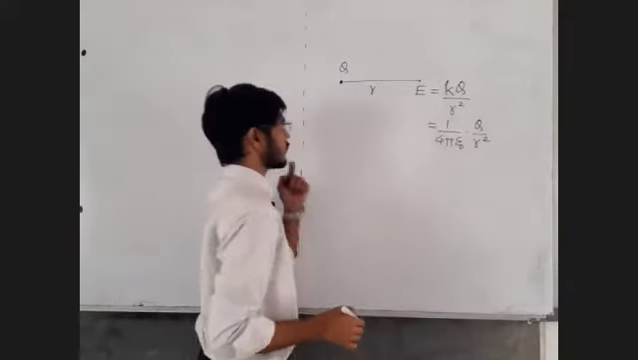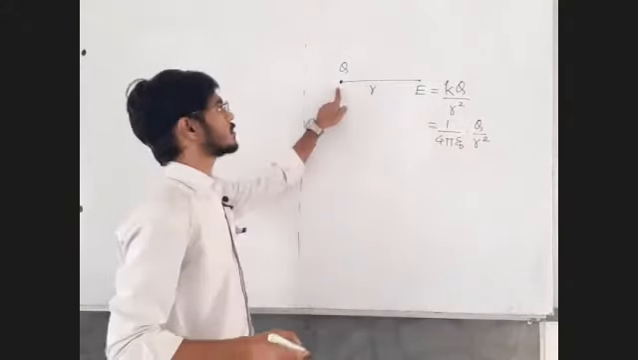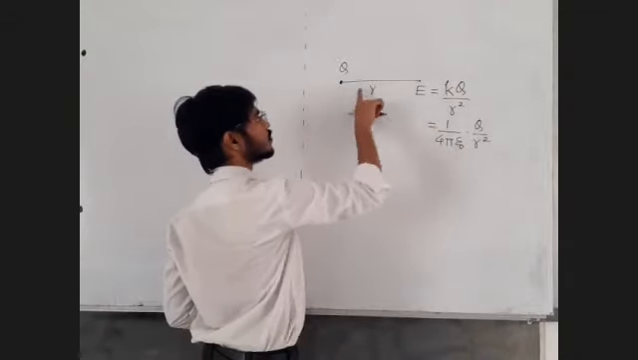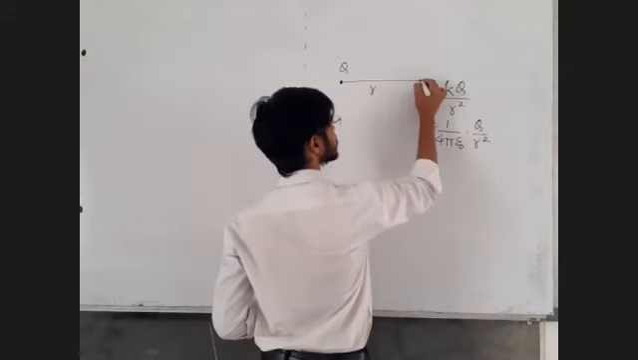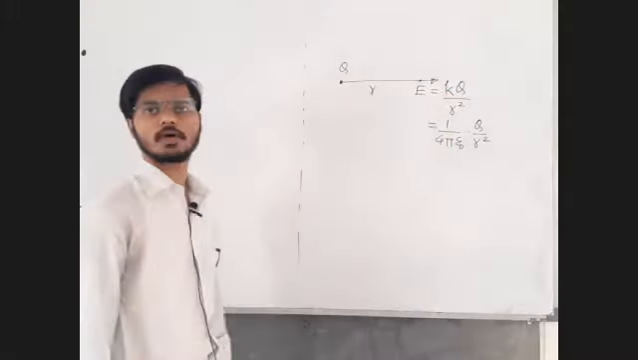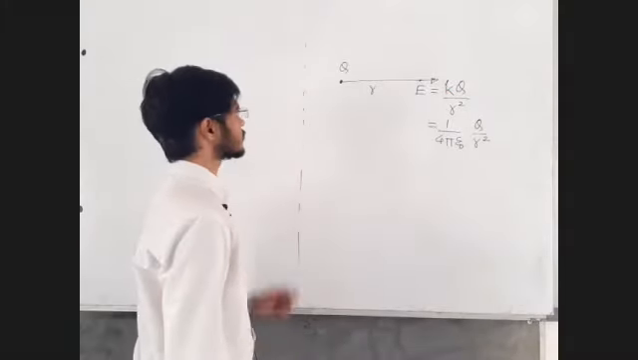Q upon r square. If this charge is positive, electric field will be away from the positive. If this charge is negative, it will be towards the given charge. Let us assume that it is positive. Fine. This is the formula for electric field due to the point charge. Okay, sir. Next formula.